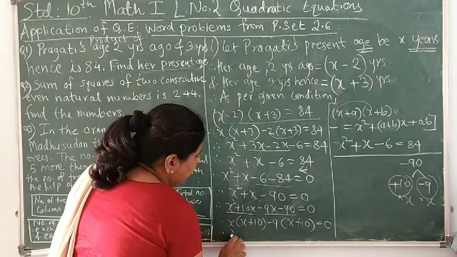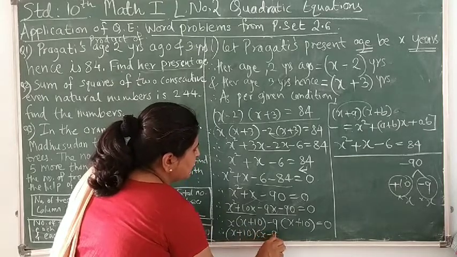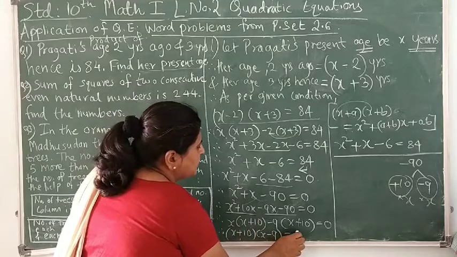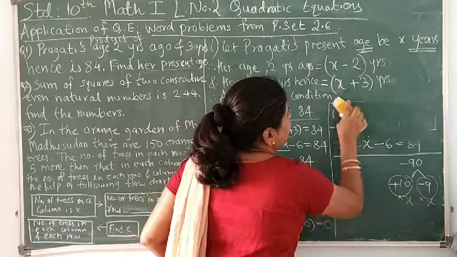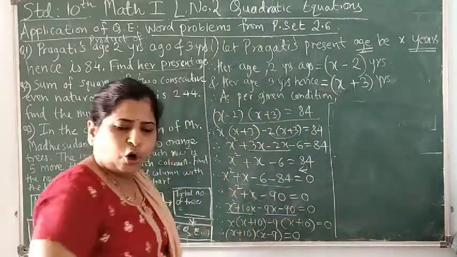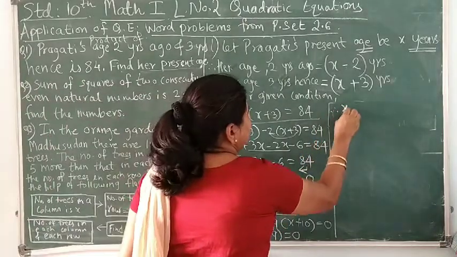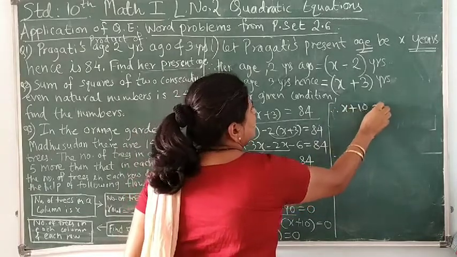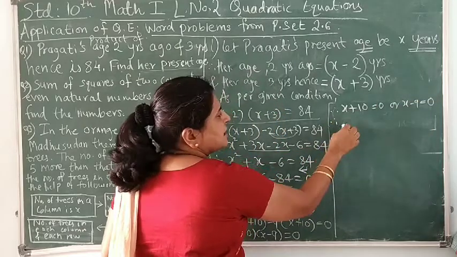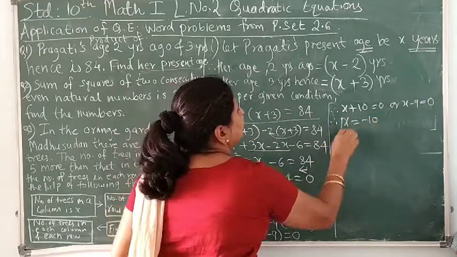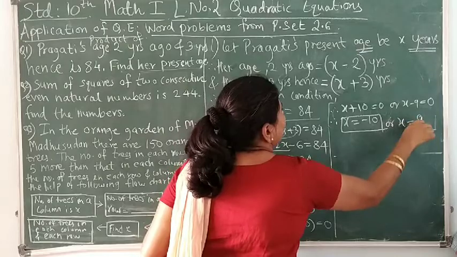Fine. Now x plus 10 is one bracket and another bracket is x minus 9. Common is x plus 10 and these are the uncommon terms, equal to 0. So now we have got two brackets as factors of the equation. Now if the product of these two is 0, of course then either x plus 10 should be equal to 0 or x minus 9 should be equal to 0. If x plus 10 is 0, then x is going to be minus 10. This is one value we have got, or x minus 9 is 0, going to that side, will become plus 9.